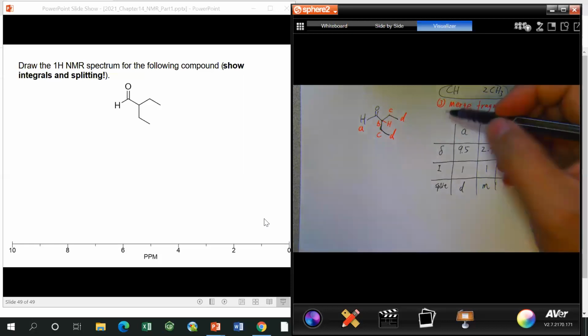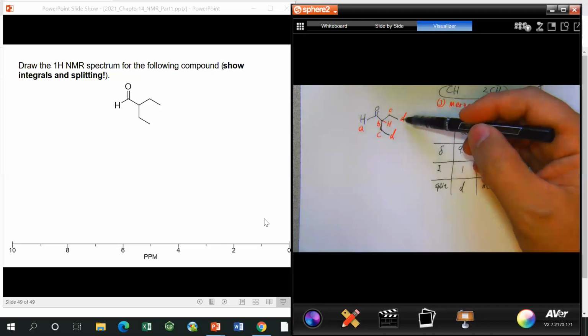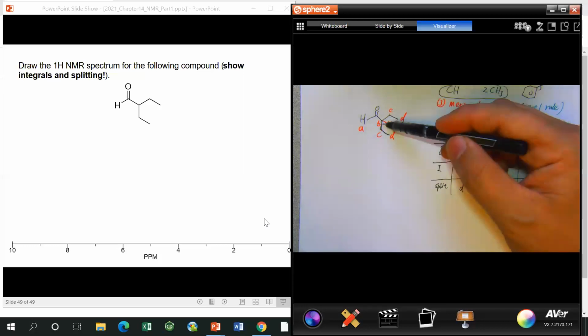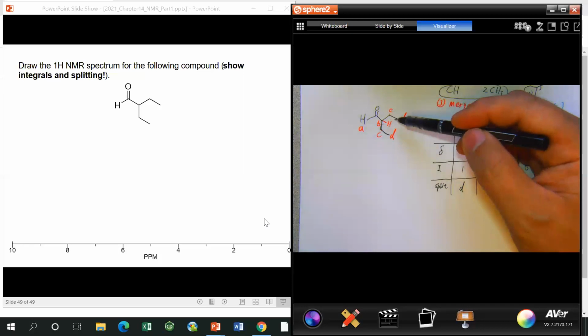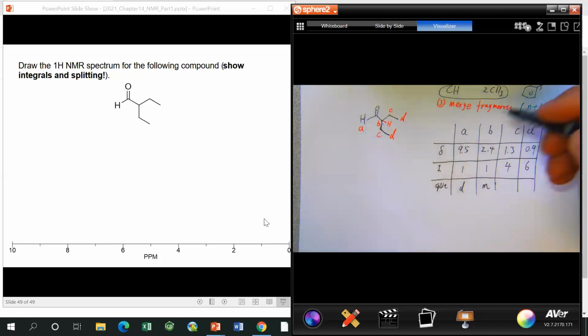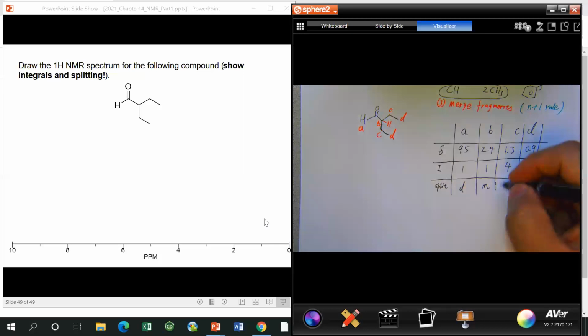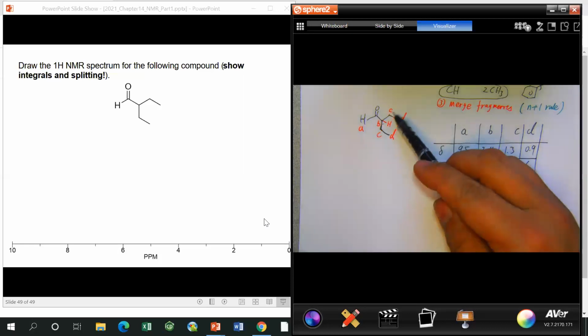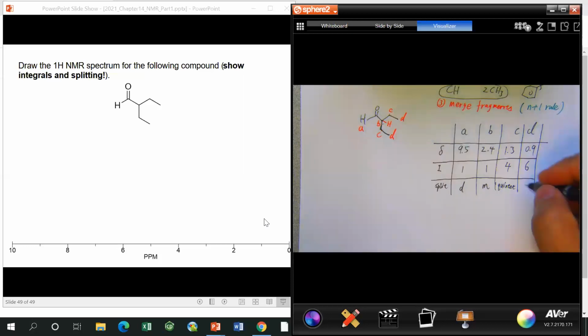And then for C. C has 3 neighboring hydrogens from D, and 1 neighboring hydrogen from B. So totally 4 neighboring hydrogens, and n+1 gives 5 peaks. So for C, you can label it as a multiplet or use quintet. And then for D, it only has 2 neighboring hydrogens from C. So 2+1, n+1, that is a triplet, so 3 peaks.